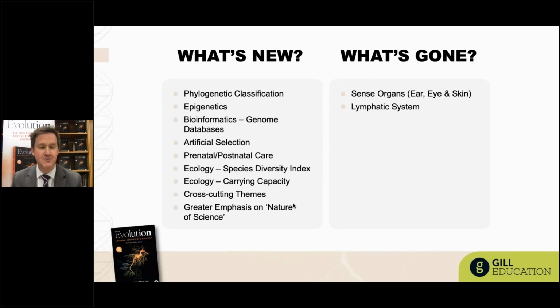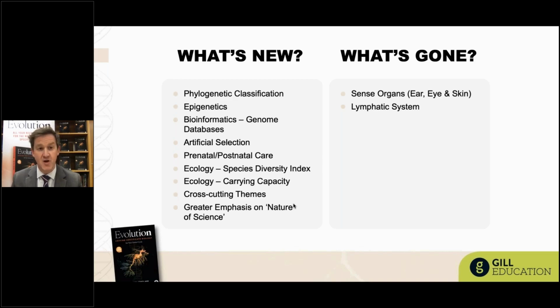What's new are elements called phylogenetic classification, so a little bit of extra detail on classification. Epigenetics, which obviously relates to genetics, a little bit more information on that. Bioinformatics, a really interesting concept that I think we'll really enjoy teaching, getting our students to look at and analyze genome databases. There's a little bit more information on artificial selection when we're teaching evolution. And I think a really nice addition to the reproduction section is prenatal and postnatal care, which is really practical advice and practical content for our students.